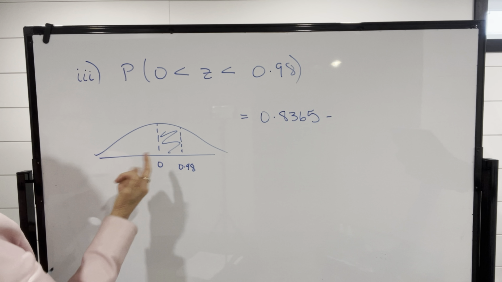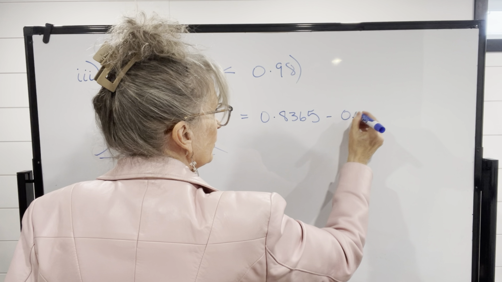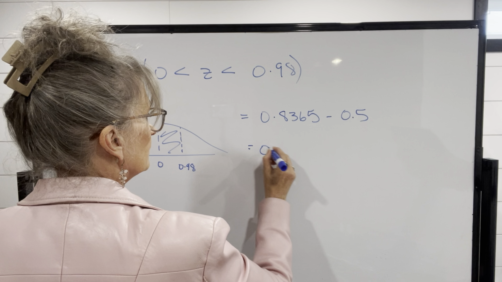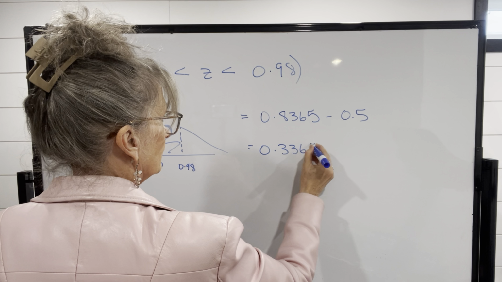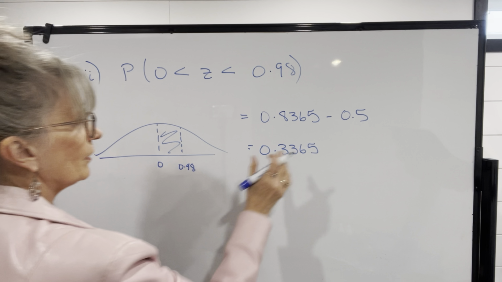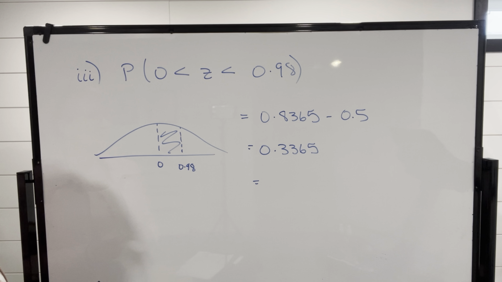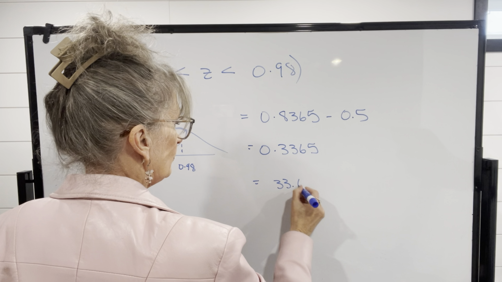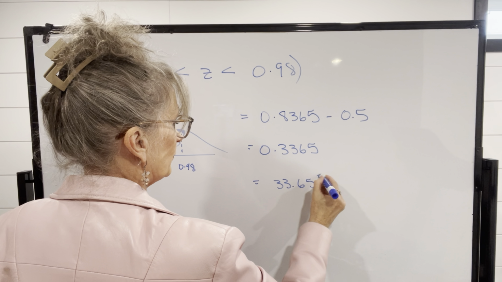We're going to subtract this area. This is right in the center, so we know that that area is going to be 0.5. And if you look it up on your table, you'll also find it's 0.5. Let's subtract. Our area is 0.3365, so is our probability. And as a percent, it would be 33.65%.